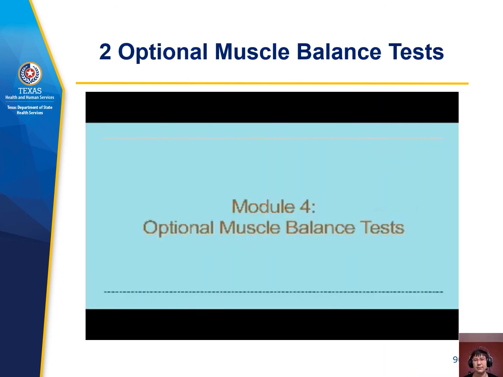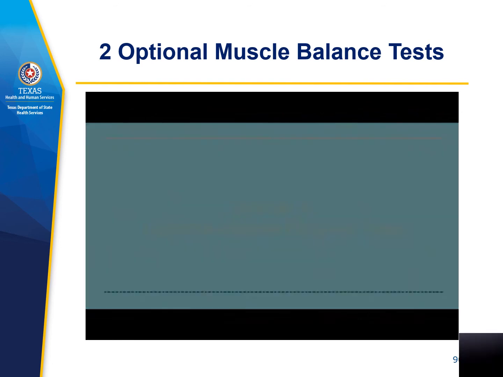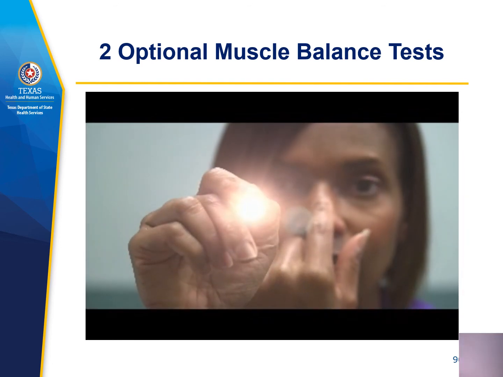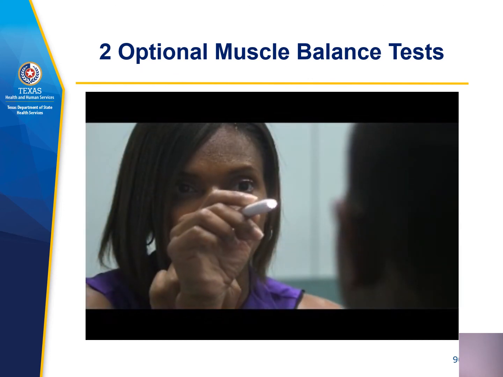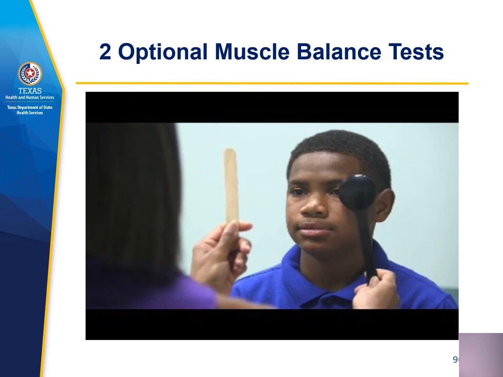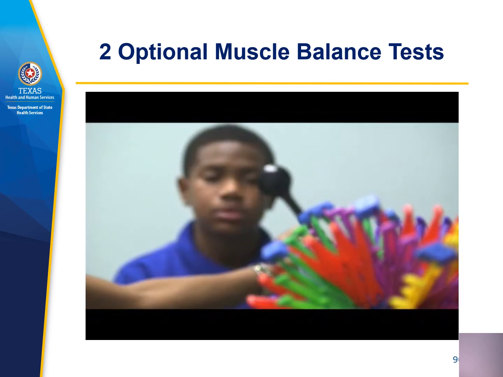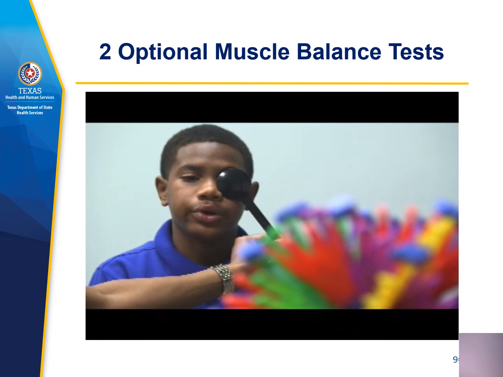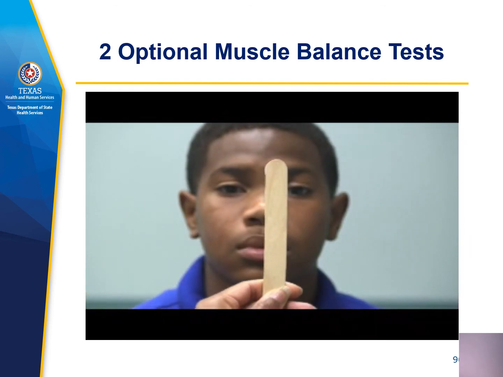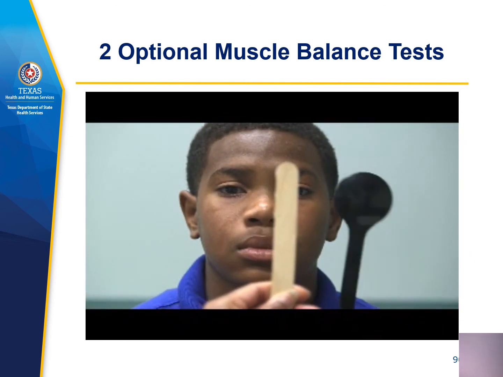Module 4, Optional Muscle Balance Tests. Muscle balance testing helps determine whether the eyes are aligned correctly. When one eye does not respond adequately and cannot look directly at an object, the individual has a muscle imbalance. Muscle balance tests can be performed on children of any age, even as young as 6 months. While these tests are encouraged by the Department of State Health Services, they are not required.